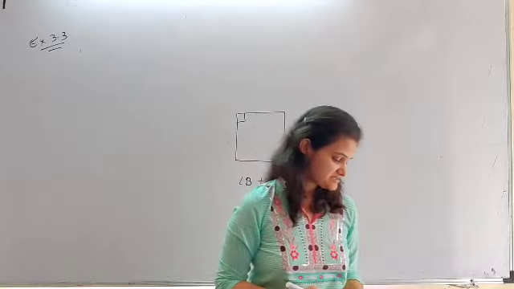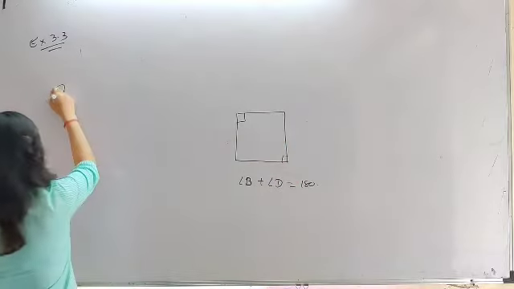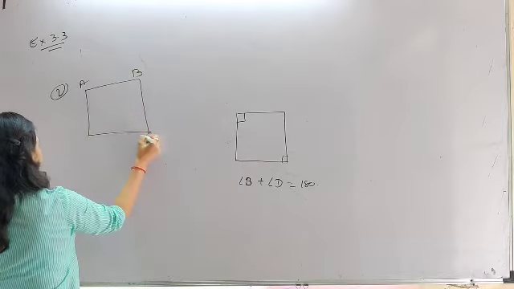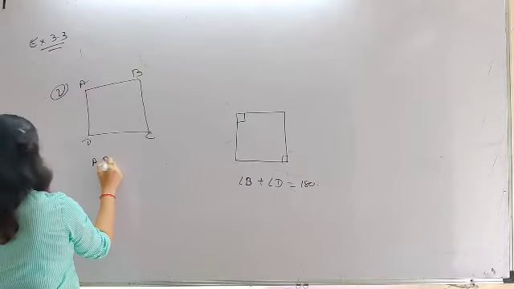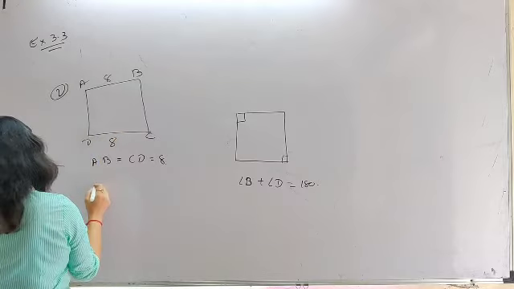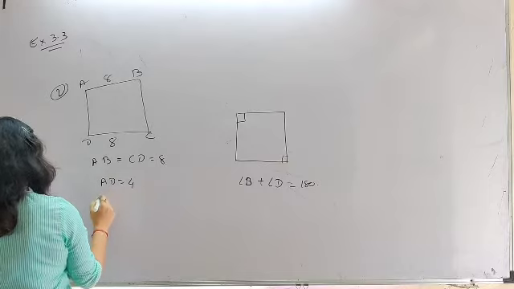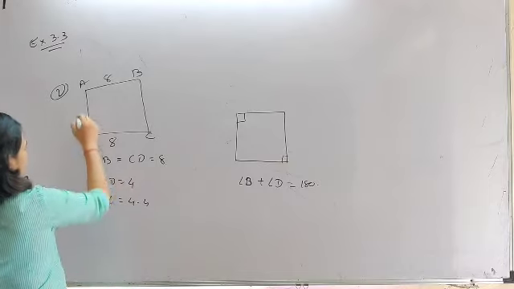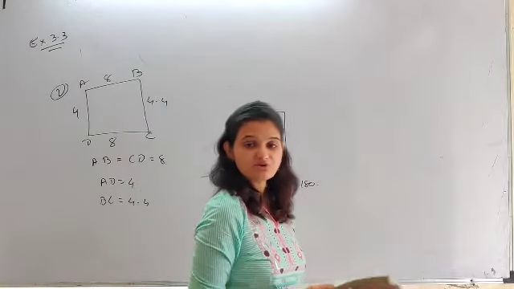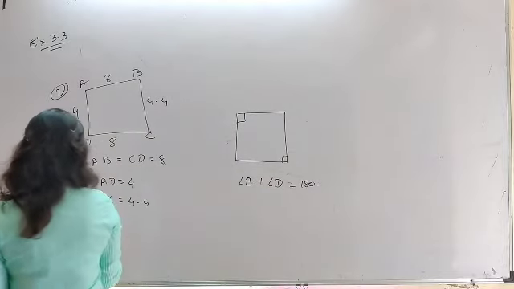Then second: AB is equal to CD is equal to 8 centimeter. Second, let us draw a parallelogram ABCD. So here AB is equal to CD is equal to 8 centimeter. These two are equal. And AD is equal to 4 centimeter. BC is equal to 4.4. This is 4, this is 4.4. But it's not possible because in a parallelogram both pairs of opposite sides are equal. So here it is not a parallelogram.